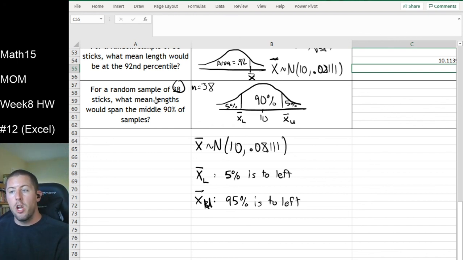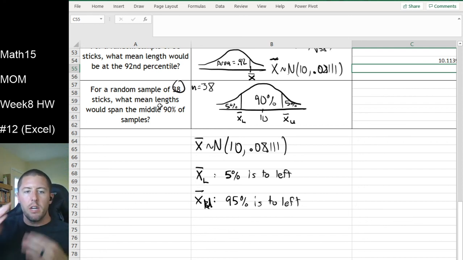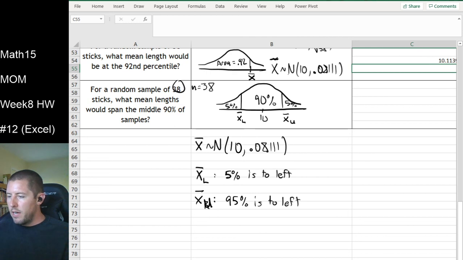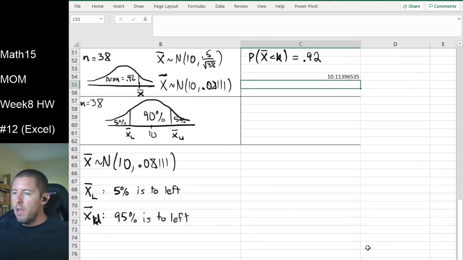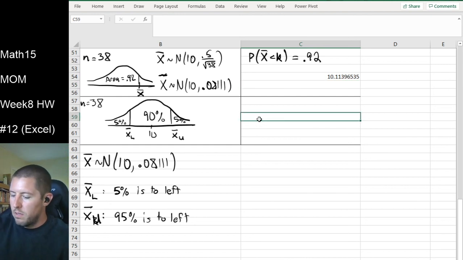So we want to know a boundary. I want to be able to say some statement like between 9.9 and 10.1 inches is the middle 90% of groupings of 38 sticks or something like that. So we're looking for a lower bound, upper bound. We're going to get two numbers here. So let's go ahead and slide over here and do these two computations that are required to find the two boundaries here. And my first one then is going to be norm.inv.